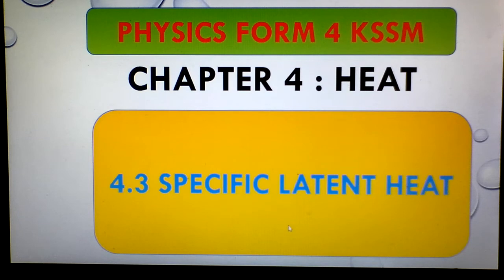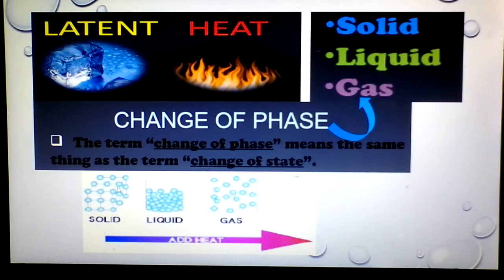So we are going to continue our chapter 4 heat on topic 4.3 specific latent heat. Let's get started. What is the meaning of latent heat? Latent heat, also known as hidden heat. So this topic will discuss change of phase or change of state. The term change of phase means the same thing as change of state. For example, solid changes to liquid, then liquid changes to gas when we add heat to the substance.